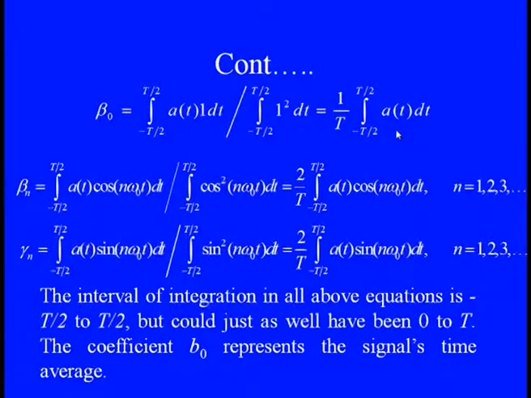When we are doing these things, we can straightaway get these parameters. The interval of the integrations in all the above integrals is minus T by 2 to T by 2, but it could be just as well 0 to T, because we know that when it is being varied from minus T by 2 to T by 2, we can assume that this variation is of the periodic form, and we can capture all the information for describing these coefficients.